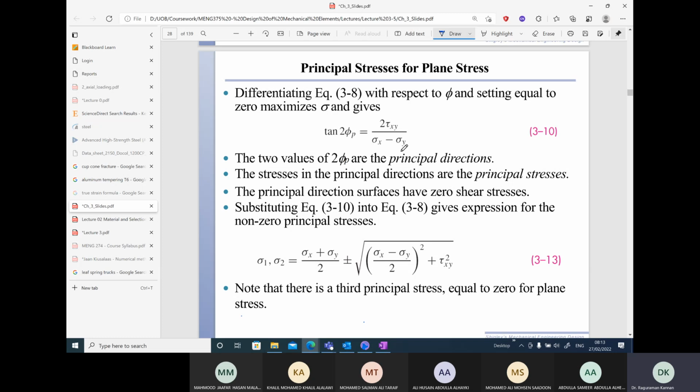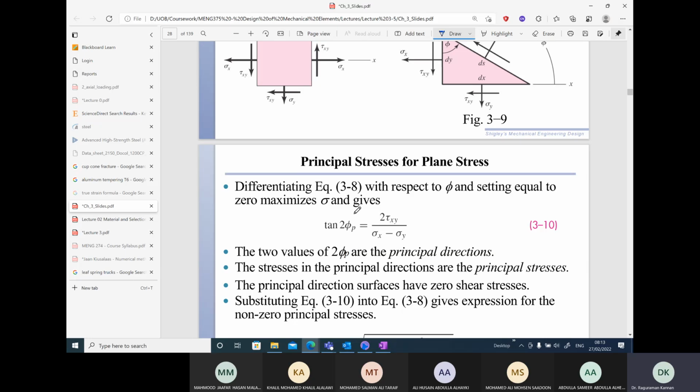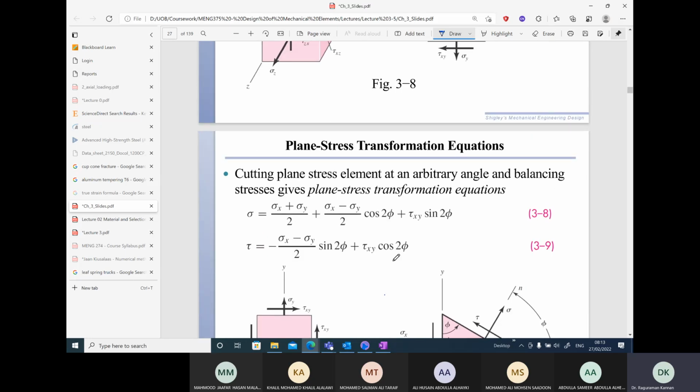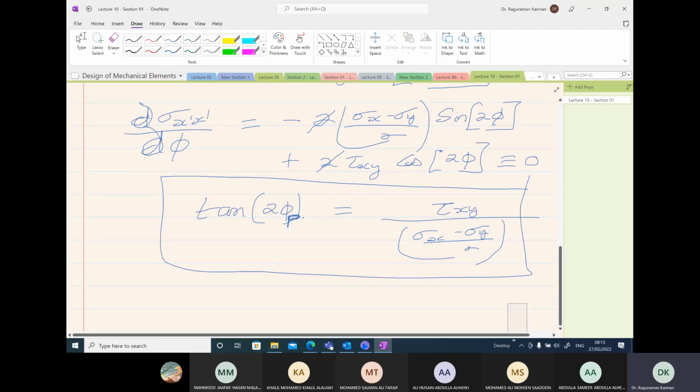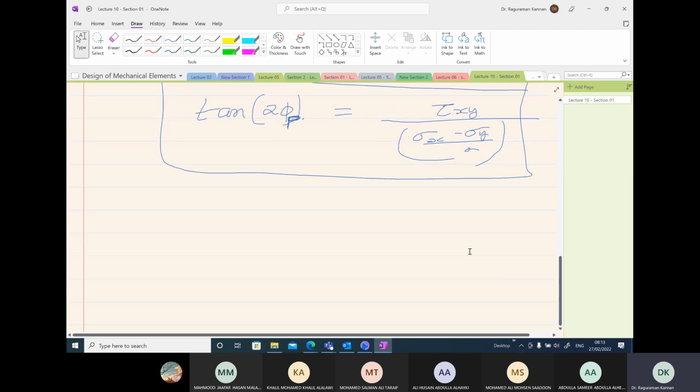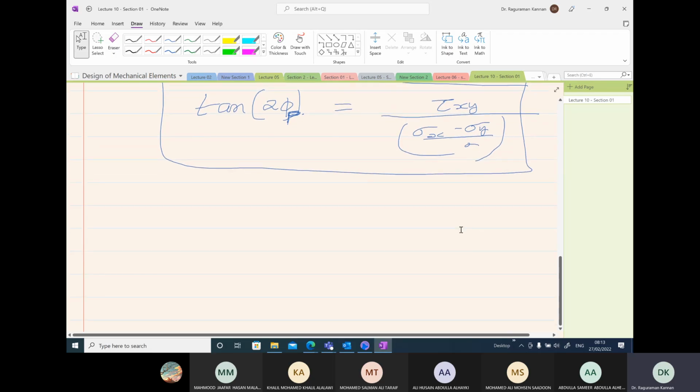If you want the principal values, then we take this and substitute in the cosine and sine directions. So how do I get what is the cosine of the values? I know tan 2 phi p. Cosine can be easily obtained by writing it as a triangle. Here, I'm going to represent it in the triangular form. The opposite side is tau xy, and this angle is 2 times phi p. Notice that the angle is 2 times phi p.